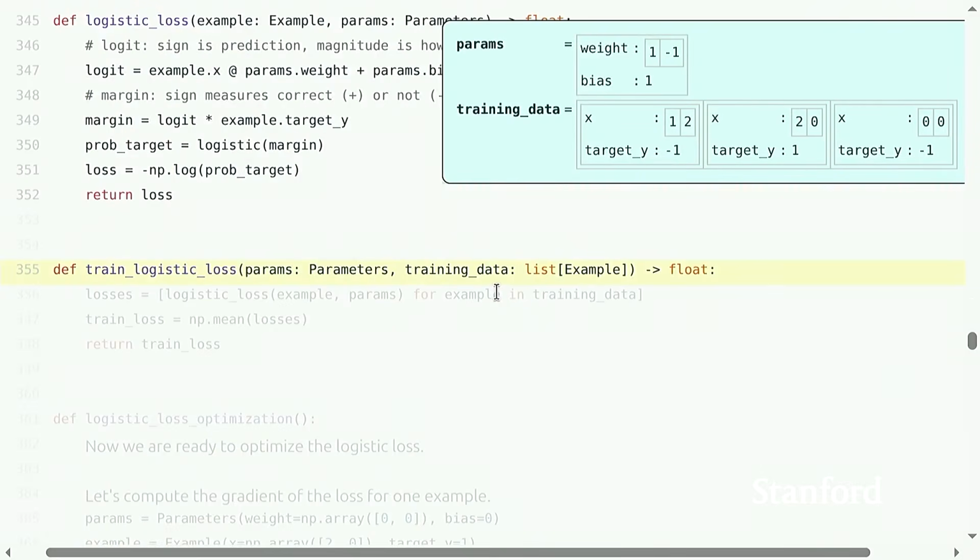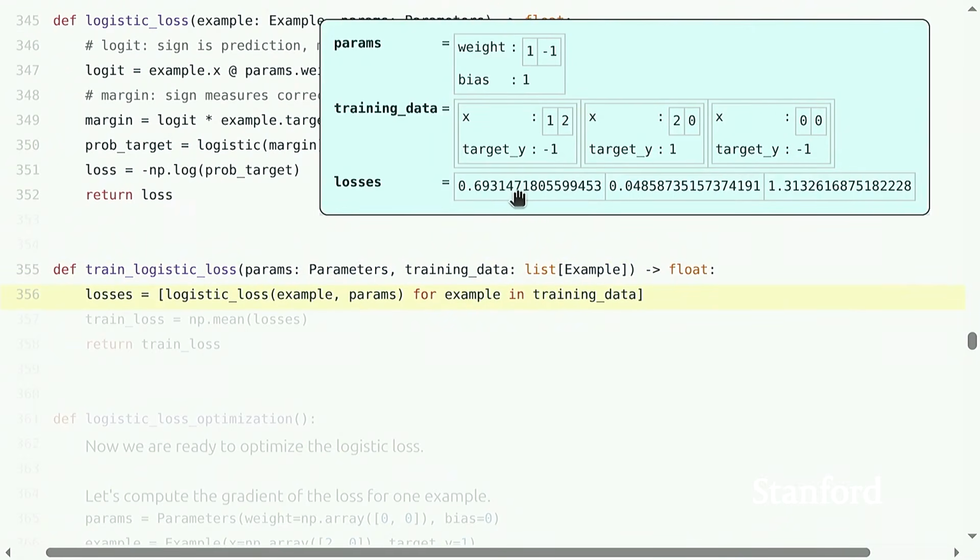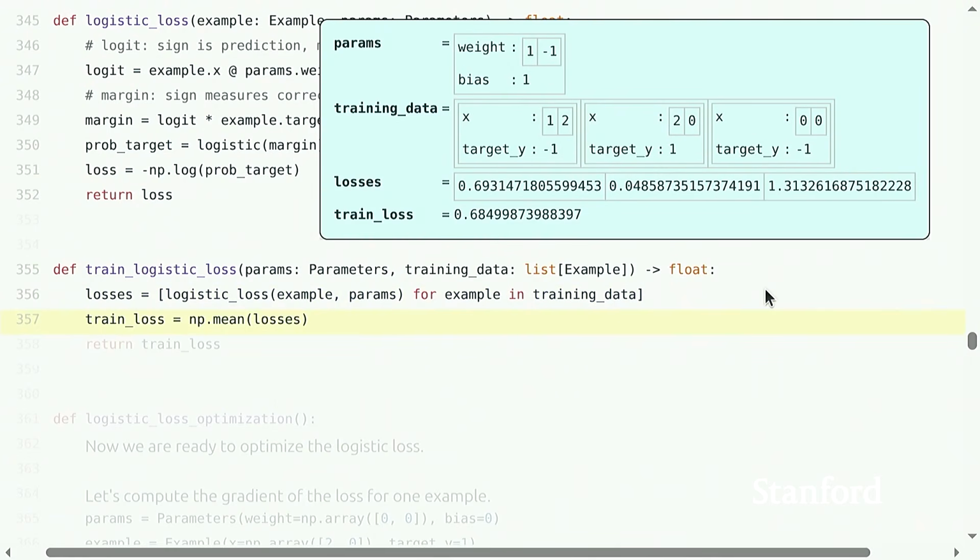Okay? So that's the logistic loss. Once I define a loss function per example, I can define the training logistic loss as an average over all the examples. So I define losses for each of my training examples, I take the average, and that gives me a single number that defines, for this particular classifier, how well it fits my data.